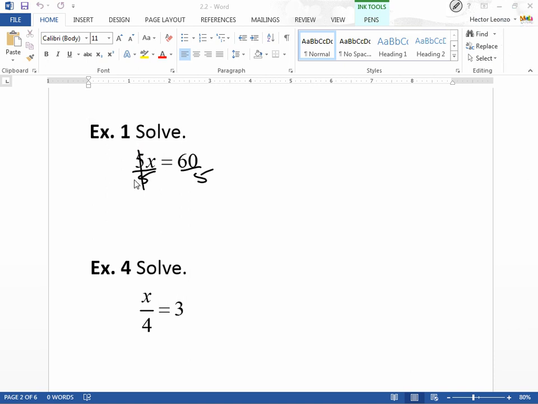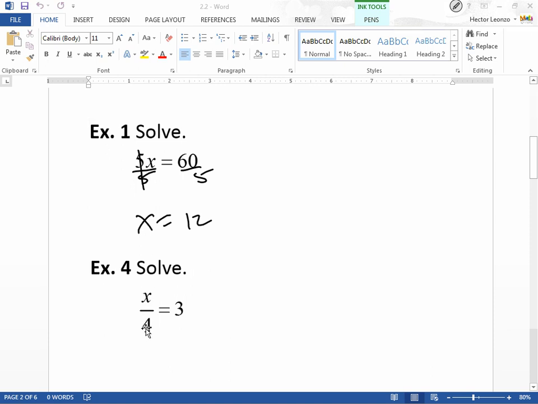Remember I said in multiplication, 1 is important because that's basically the number that does nothing, so it cancels out. So that's how we get the x by itself. 60 divided by 5 is 12. So the value of x equals 12. Now, notice how I call this multiplication because two numbers were put together.